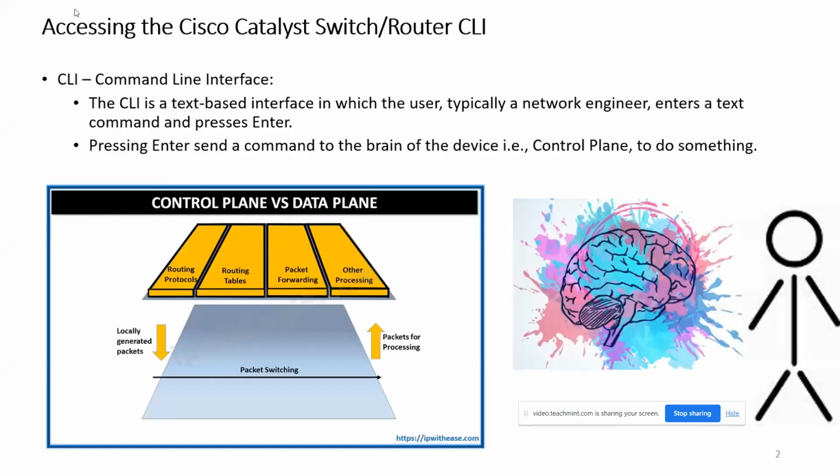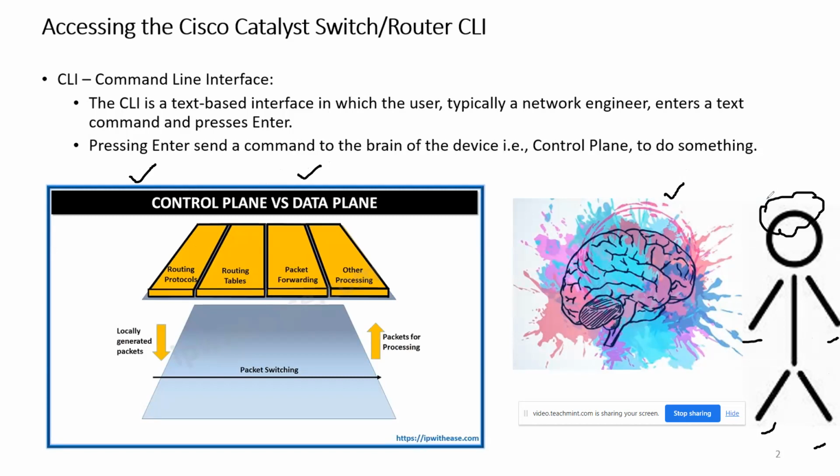So before we deep dive into CLI, let's talk about two parts of the network devices. The first one is called control plane and the second one is called data plane. Now, what is control plane? Basically, control plane is like the brain of a router. It's like the brain of a human being. Data plane is like the hands and legs.